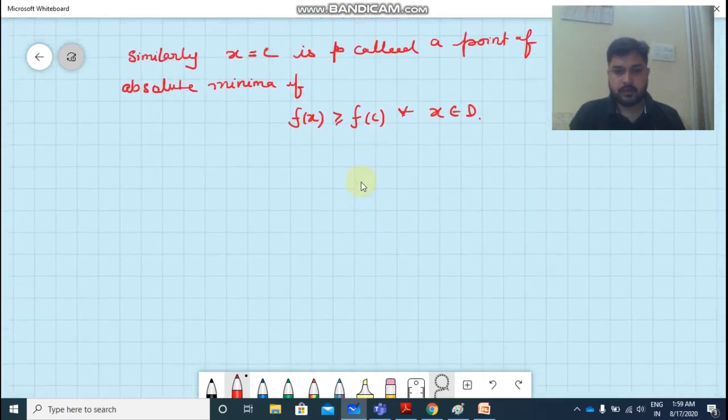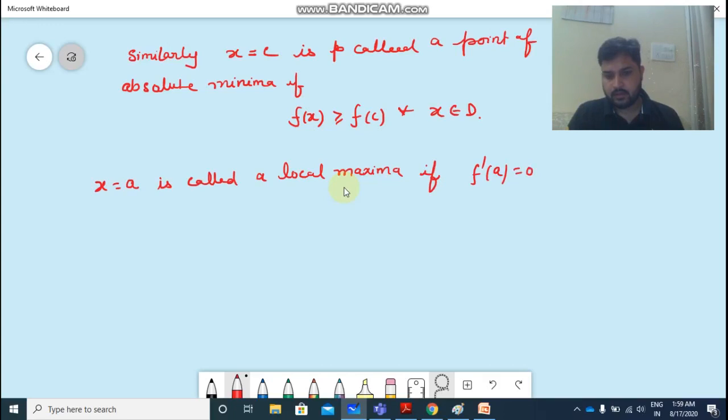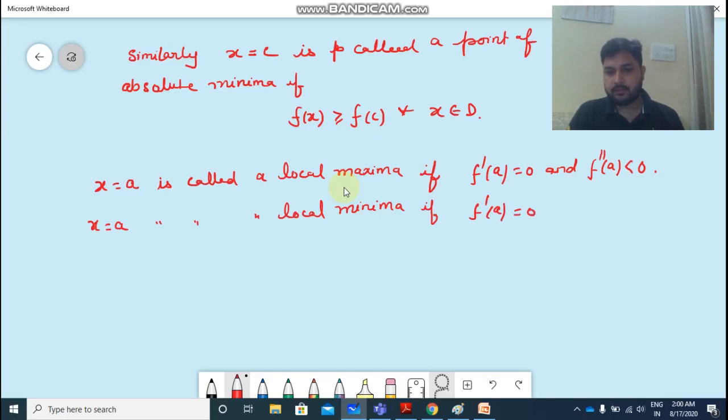So similarly, we can define the point x is equal to a is called a local maxima if f dash a is equal to 0 and f double dash a is negative. The point x is equal to a is called a local minima if f dash a is equal to 0, but this time f double dash a should be positive.